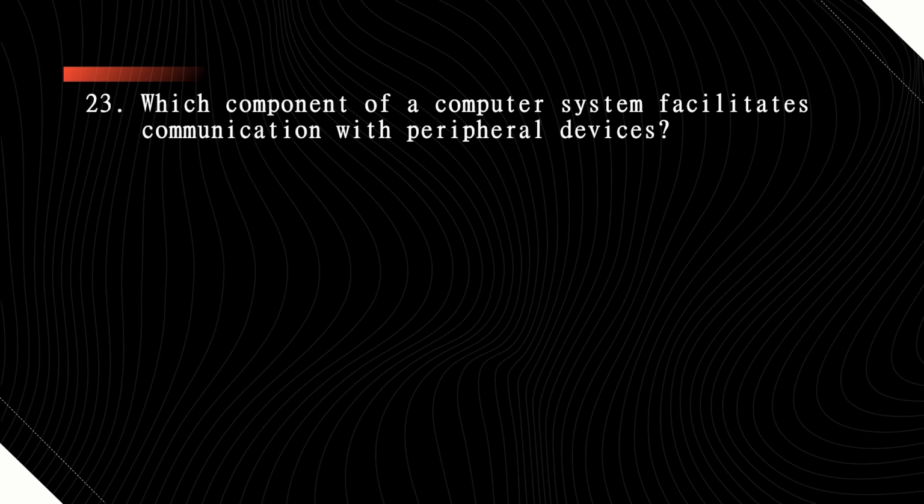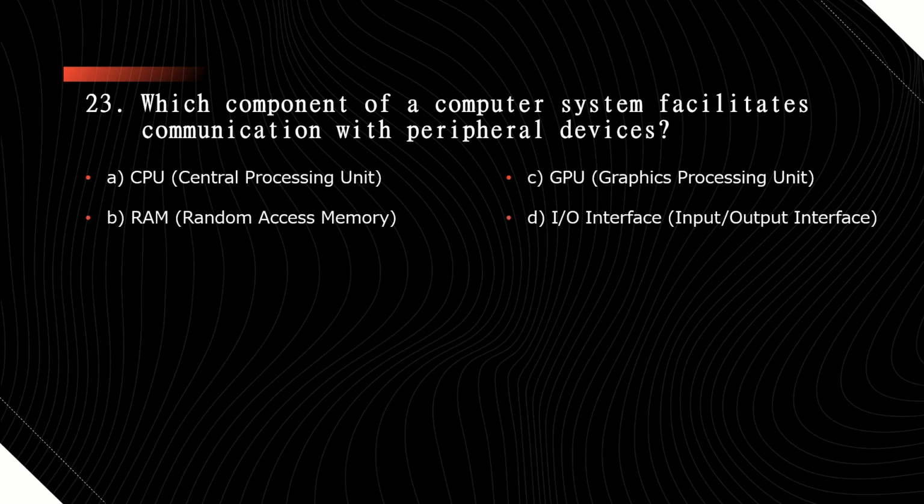Which component of a computer system facilitates communication with peripheral devices? Options: A. CPU. B. RAM. C. GPU. D. I/O interface. Answer: D. I/O interface. The I/O interface enables the CPU to communicate with peripheral devices like printers, keyboards, and external storage.